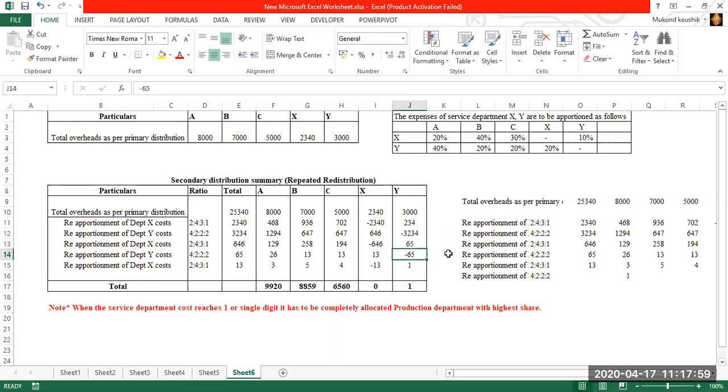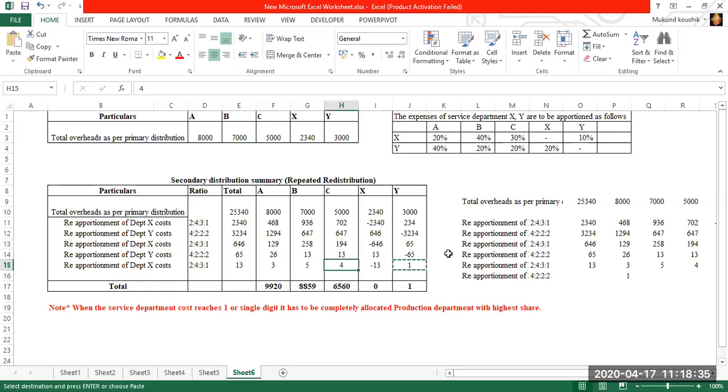Now, after doing the reapportionment of overheads from department X, that is this 13 rupees, we have allocated to all departments in the ratio of 2:4:3:1, right? Now we have only 1 rupee in service department Y. Whenever we are doing secondary distribution under the repeated redistribution method, please remember, whenever the overheads in a service department, whether it is X or Y, reach a single digit, it may be 1 or 2 or 3, this entire amount has to be allocated to that particular department which has the highest number of shares.